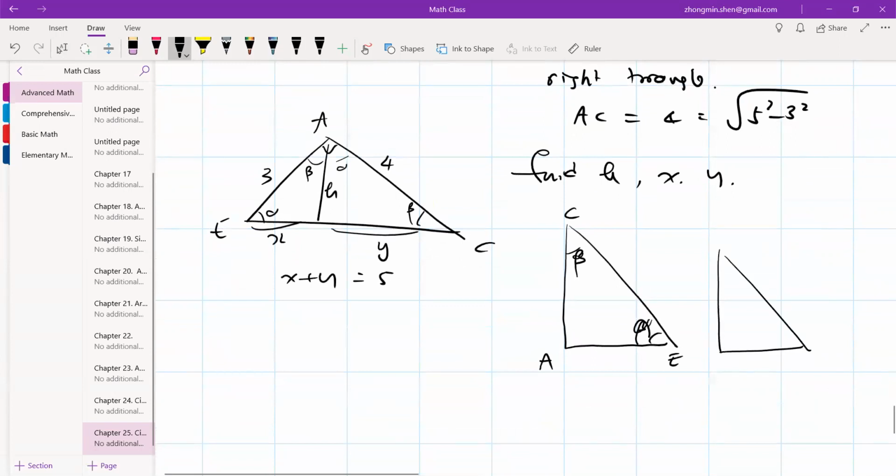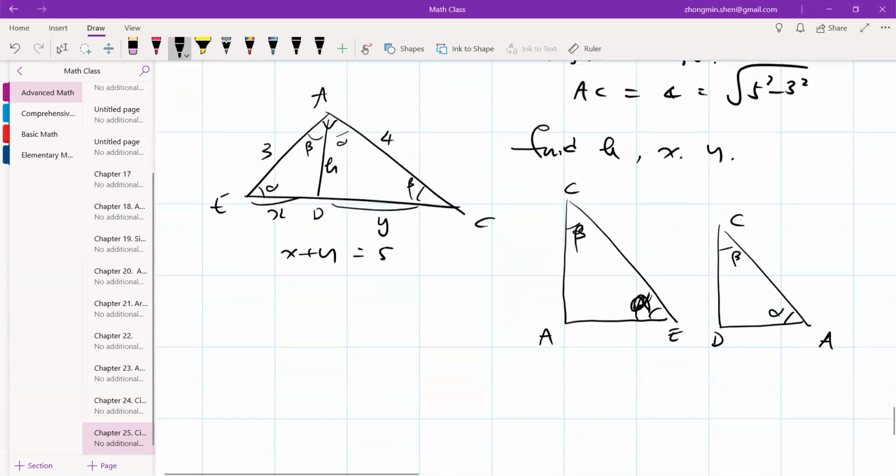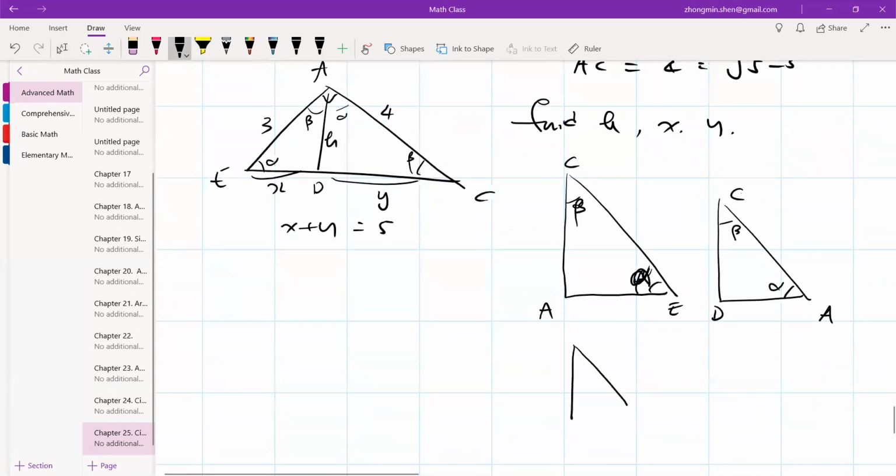And this is going to be alpha, so that will be A. And this is point D. A and D and C. C is still beta. And then a much smaller one is on the left. This is alpha, or should be E. And that's D, that's A.